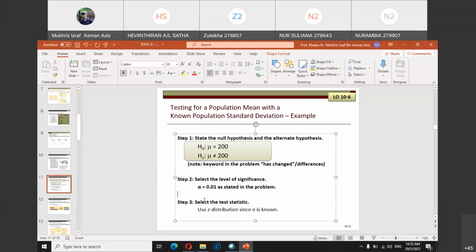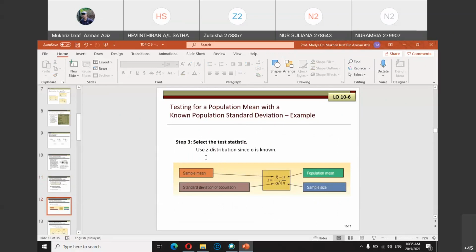Step number 3, what is the test statistic? We are going to use the Z distribution because sigma is known. Then step number 4: when you use Z, the formula will be x bar minus mu divided by the standard error, sigma over square root of n. The difference between Z and T, if you recall from your previous chapter, is just the symbol here. If you use T, it will be x bar minus mu divided by S over square root of n.